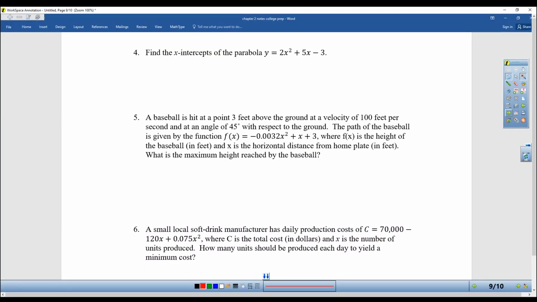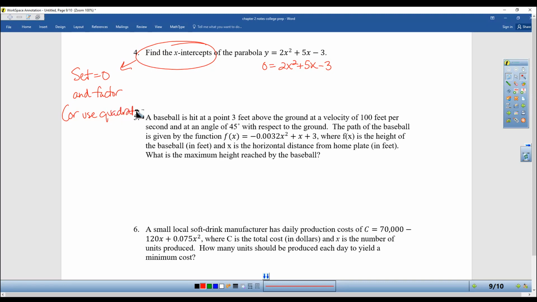Find the x-intercepts. So this is what I was explaining when we were doing graphing. The only thing you need to know about x-intercepts is set the equation equal to zero. If you're lucky, you'll be able to factor it. If you can't factor it, you have to use the quadratic formula. So whenever you see find the x-intercepts, this is the kind of thing you'd want to write in your appendix. Set it equal to zero and factor. Or use quadratic.